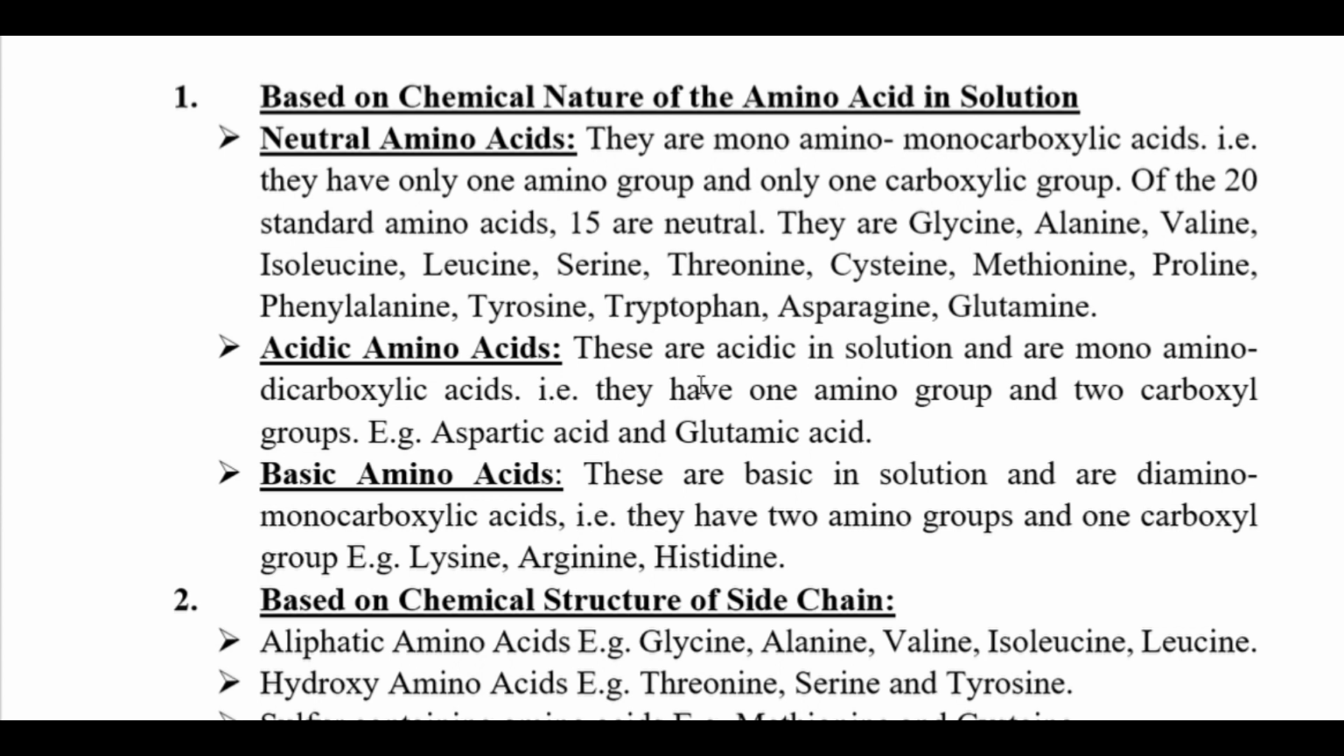Now, the second classification based on this is the acidic amino acids. And the acidic amino acids are monoamino dicarboxylic acids, meaning they have one amino group and two carboxylic acid groups. And so when dissolved in solution, the solution is acidic. An example is aspartic acid and glutamic acid. These are acidic amino acids.